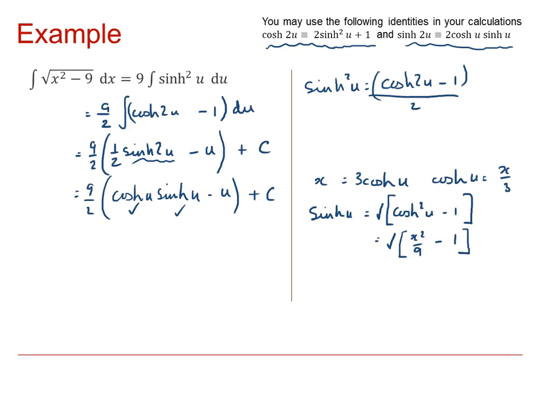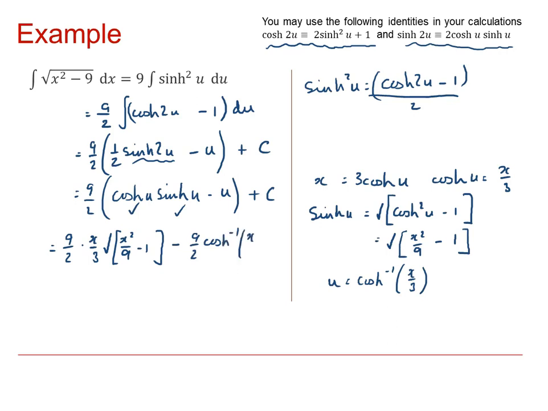Now we've got to think about u. Well, if x is 3 cos u, u must be equal to cos the minus 1 of x over 3. So making those substitutions, then we can say this is equal to 9 over 2, and cos u is x over 3, sine u square root of x squared over 9 minus 1, and then we've got minus 9 over 2 multiplied by u, which is cos the minus 1 of x over 3, and plus c.